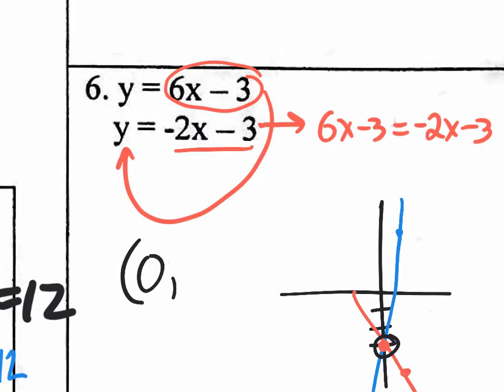The coordinate is 0, negative 3. I'm done. That's my answer. I didn't have to do any math. Now I could continue with this. I could continue with the substitution method, and I could solve for x, but I already know my x is going to equal 0. And then when I plug it back in, my other answer is going to be negative 3. So sometimes graphing is easier.